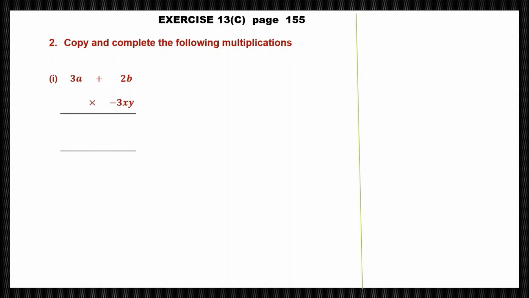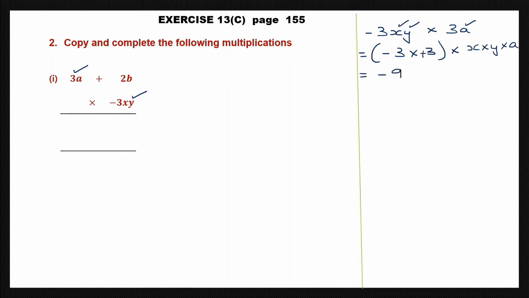So here we first multiply minus 3xy by 3a. So let's do that. Minus 3xy into 3a. So first we take only the numbers, minus 3 into 3. Then we take the literals, x and y and a, x into y into a. So let's multiply: minus into plus is minus, 3 3s are 9, x, y, a. We can write that in order starting with a. So it can be minus 9axy. Now we finished with 3a.